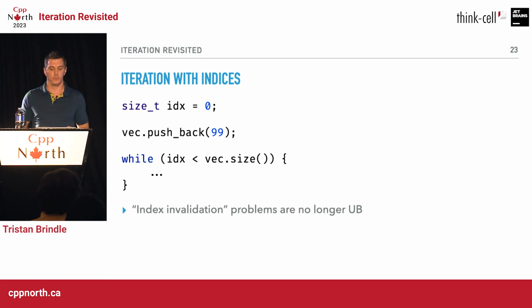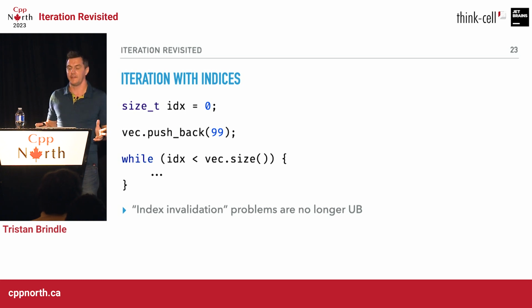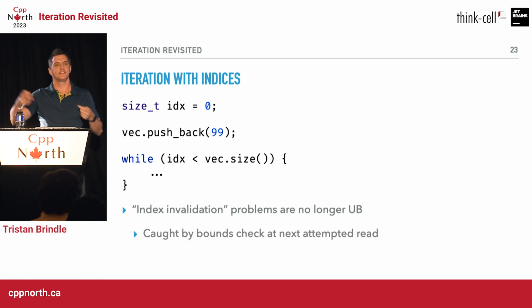Index invalidation problems are no longer UB. Now, okay, in this particular example, we're not going to invalidate the index. You can still invalidate indices sometimes. You could be holding on to index number 100, and then you resize the vector so it's only got 50 elements, and your index is invalid. But in that case, you're going to catch it at the next read operation because the read operation is bounds checked.